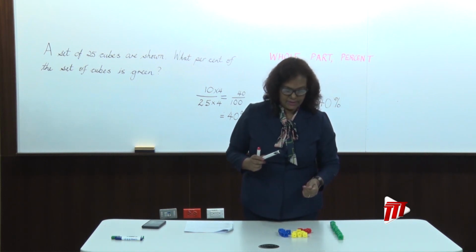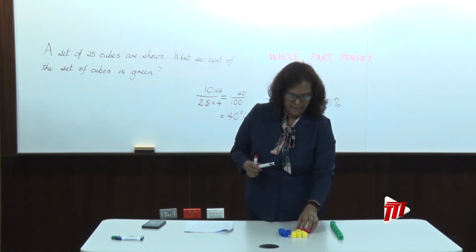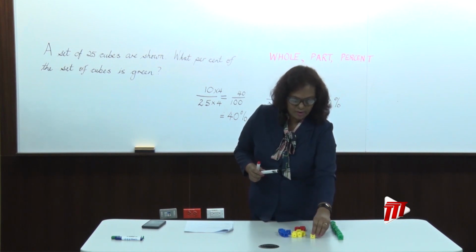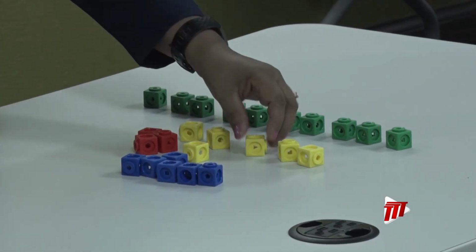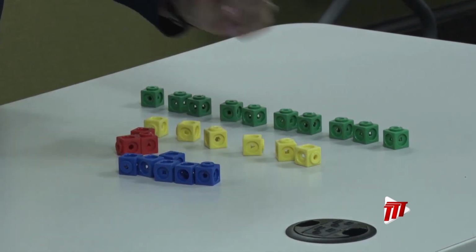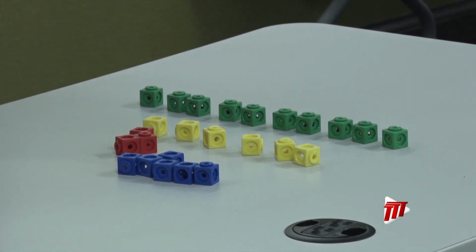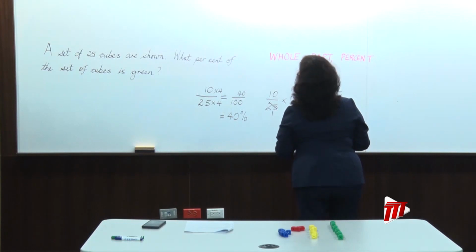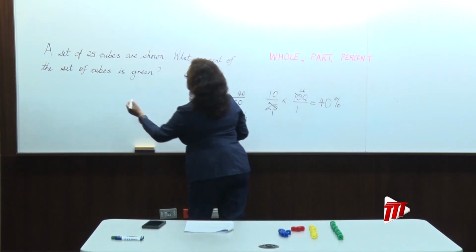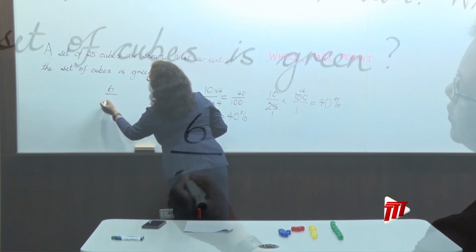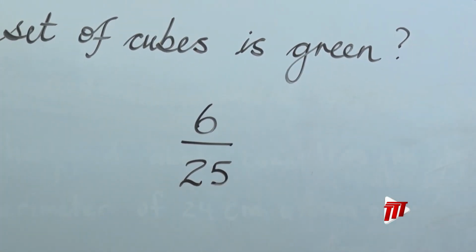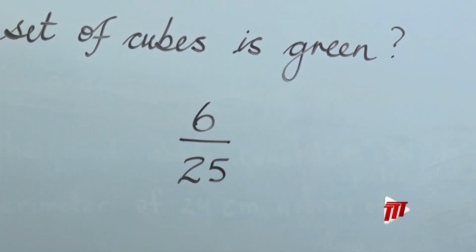Similarly, I could calculate for the others. What percent of the cubes are yellow? So I have 6 yellow cubes. So I can write 6, which is the part, out of 25. And what will I get?